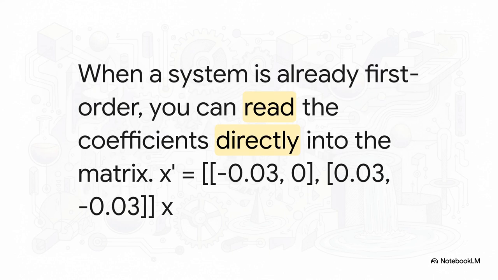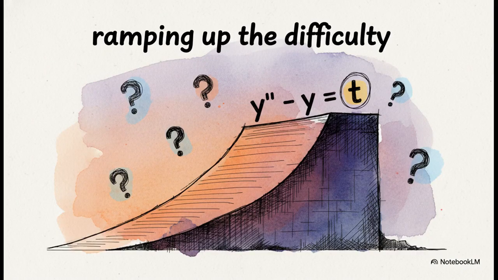And in a case like this, you don't even need the recipe. The hard work is already done. You can just read the coefficients directly from the equations into the matrix. The first equation gives us that top row, and the second equation gives us the bottom row. It's that straightforward.